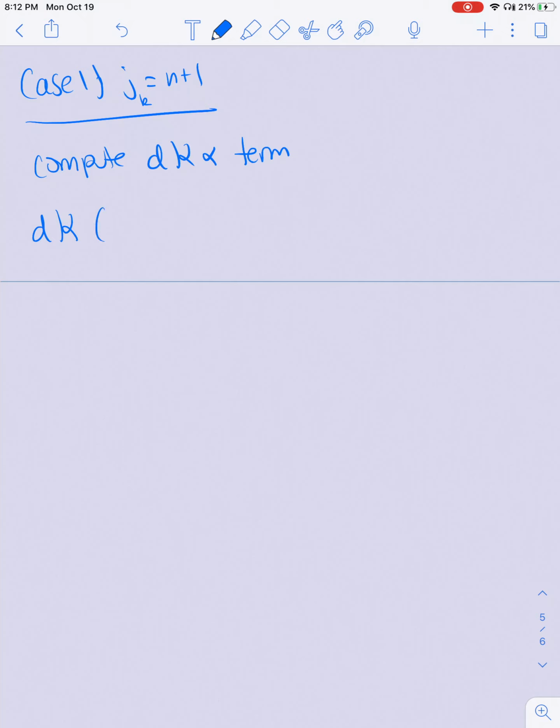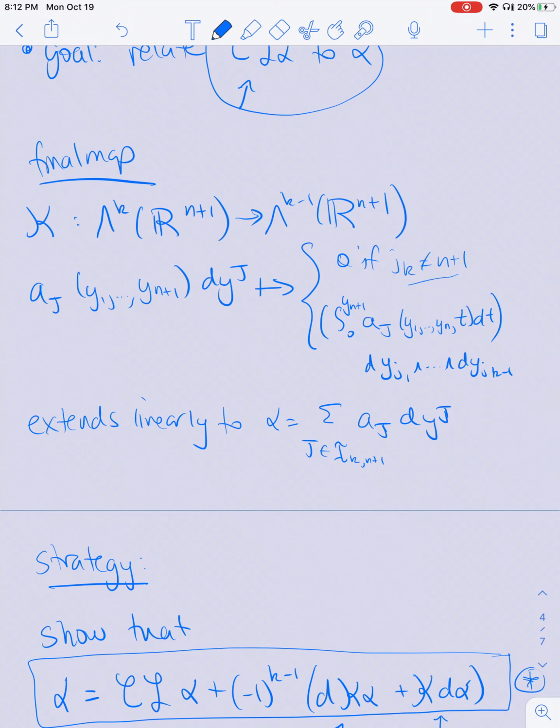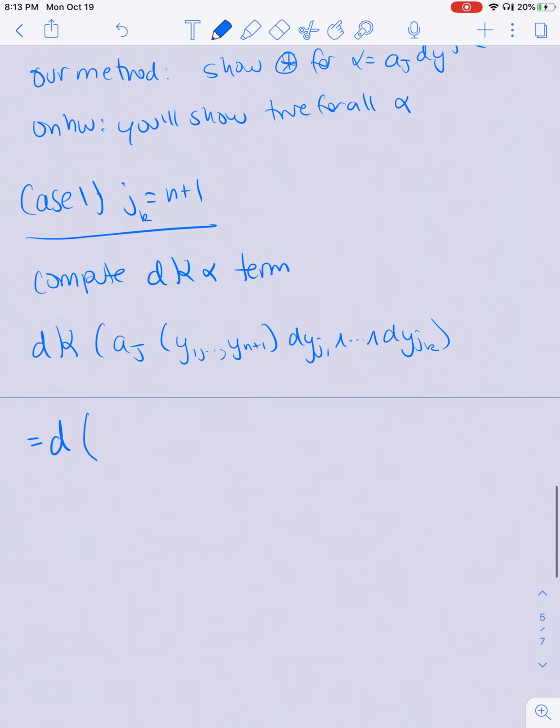So dK of a_J(y1 through y_{n+1}) dy_{j1} wedge all the way out to dy_{jk}, where j_k is n+1 in this case. So now we're going to apply K. So this is d of, going back to our definition for K, because we do have j_k equal to n+1, we're going to be using the second formula here. So this will be the integral from 0 to y_{n+1} of a_J(y1 through yn, t) dt, and then multiplied, sorry, this is the coefficient of dy_{j1} wedge all the way out to dy_{j_{k-1}}.